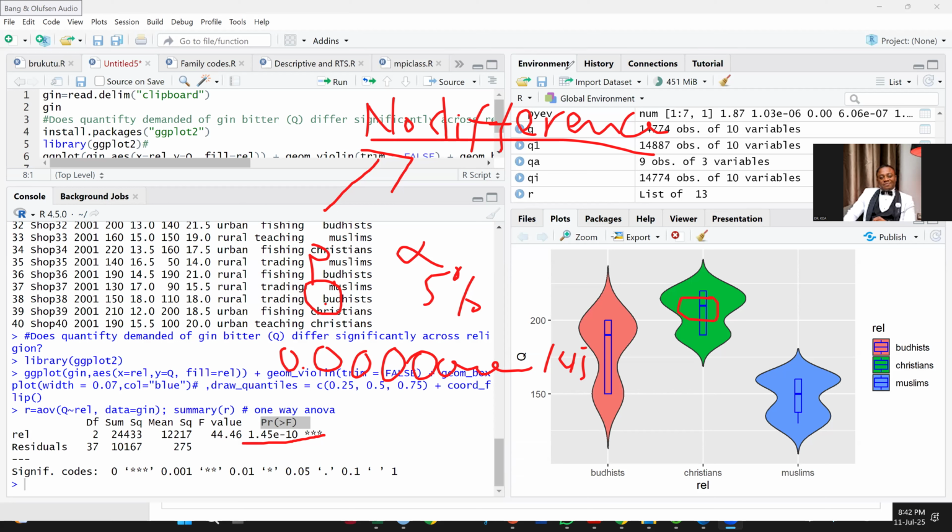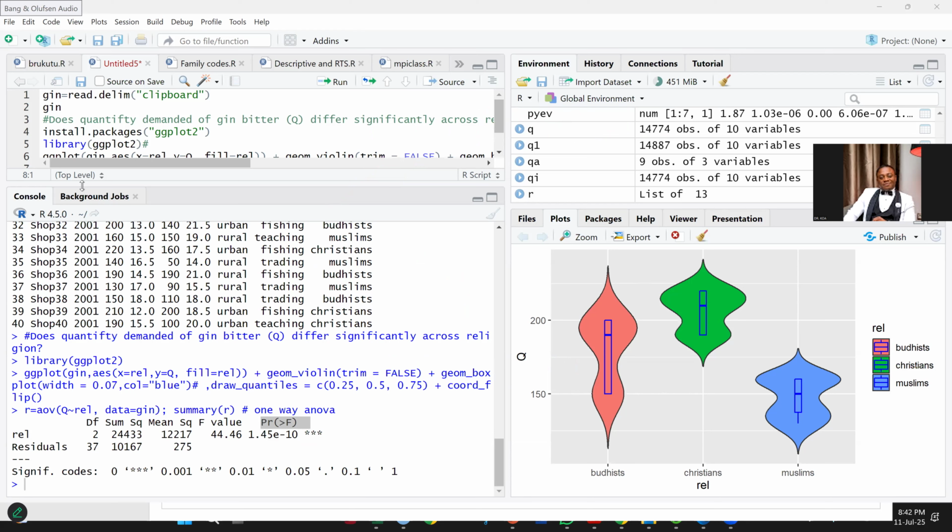And in this case, we can conclude which religious group consumes less? Muslims. It is clear graphically. It is so clear graphically.